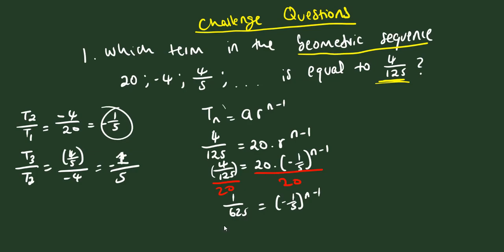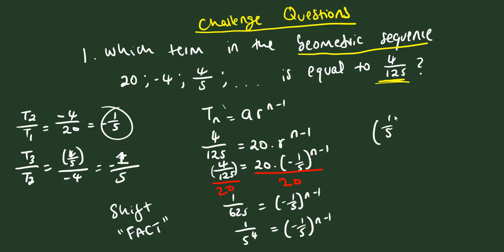If you go into your calculator and you press 625 and then the equal sign, then you press shift, and there will be a button written fact in yellow. You press that, then you're given 625 as 5 to the power of 4. And then according to laws of exponents, we can write 1 over 5 to the power of 4 is equal to negative 1 over 5 to the power of n minus 1. Now remember, 1 to the power of 4 is 1, 5 to the power of 4 is this one. That's why we apply this law of exponents.